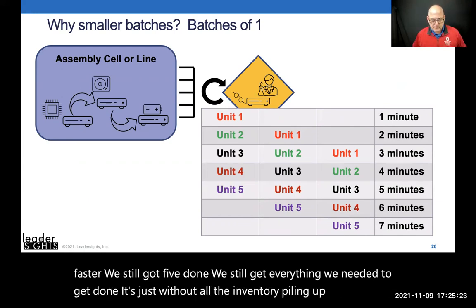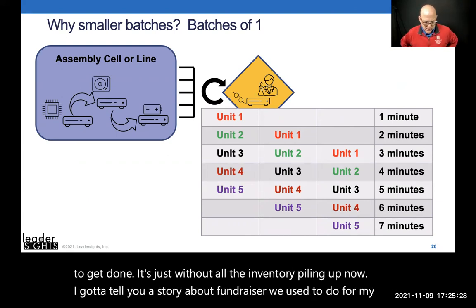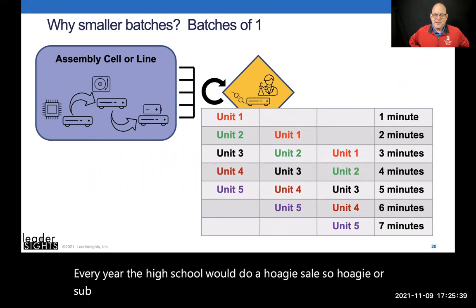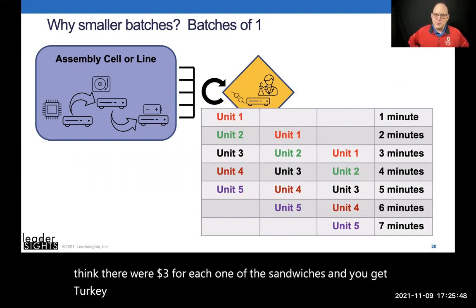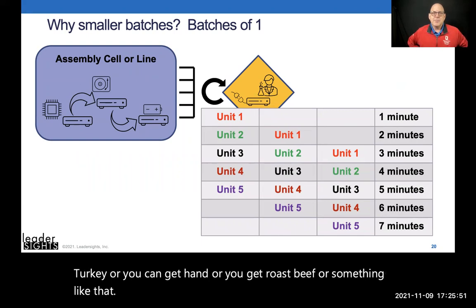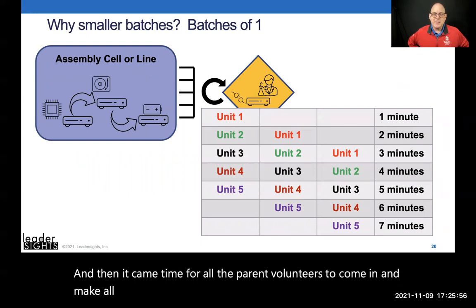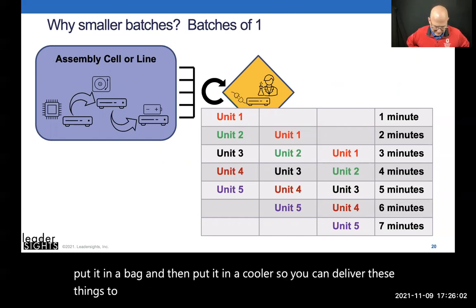Now, I got to tell you a story about a fundraiser we used to do for my son's high school. Every year, the high school would do a hoagie sale. So, hoagie or sub sandwiches, they would have all the kids go out and collect, I think it was $3 for each one of the sandwiches. And you get turkey, or you can get ham, or you can get roast beef, or something like that. And then it came time for all the parent volunteers to come in and make all these sandwiches. So you got to make the sandwich, put it in a bag, and then put it in a cooler so you can deliver these things to the families later.